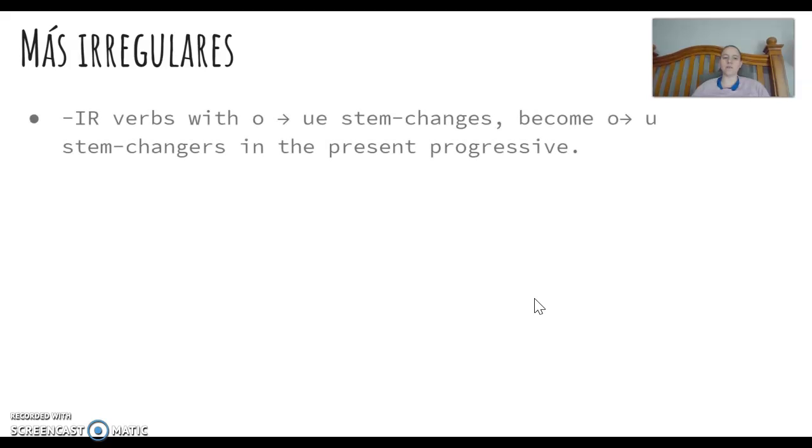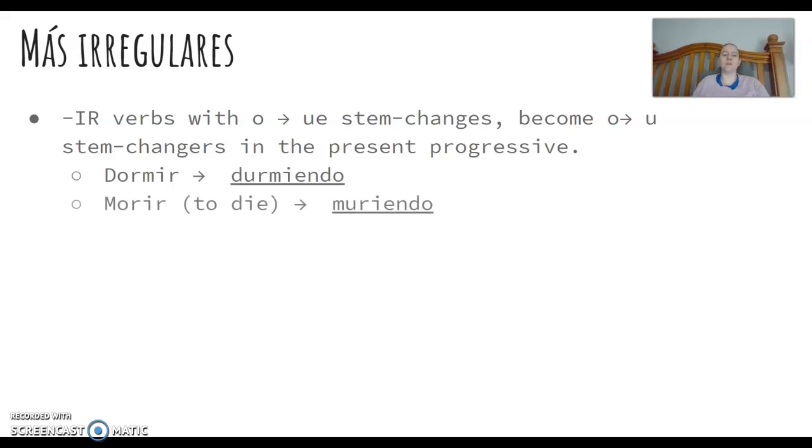Then some other ones. So if it's an O to UE stem change, it becomes O to U. And this is going to be the same stem change that it uses in the preterite. Okay, so we only have a couple of those. So we have dormir and morir. And those become durmiendo and muriendo.